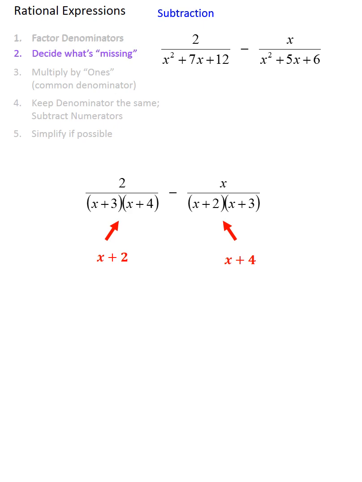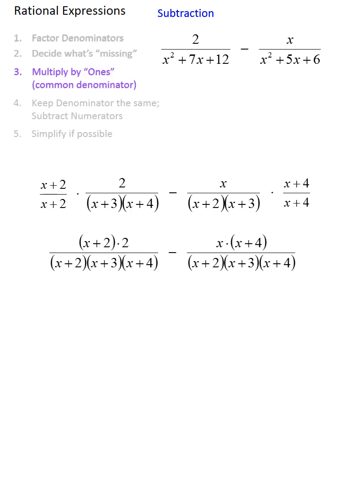And now that we've decided what's missing, that will guide us on step 3 as to which one to multiply by. I'm going to multiply by these ones, effectively inserting what's missing into the denominators to make them match. And this gives me a common denominator. Now let's continue in step 3, multiplying the fractions together.